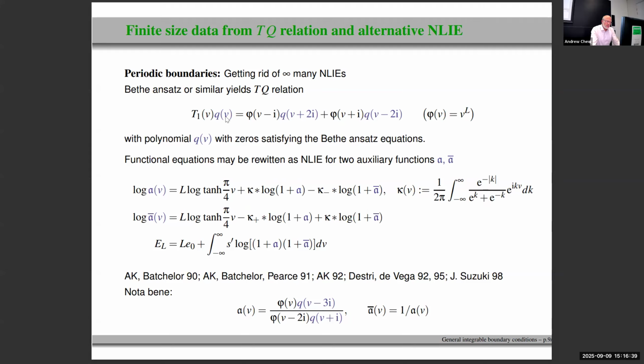We use data of the Q function, but not on the real axis, but away from the real axis. And because the polynomial Q of V is an analytic function, all data on any line determine the data on all other lines. So we look at the ratio of the first term on the right-hand side to the second term, and the other ratio, call these functions A and A bar.